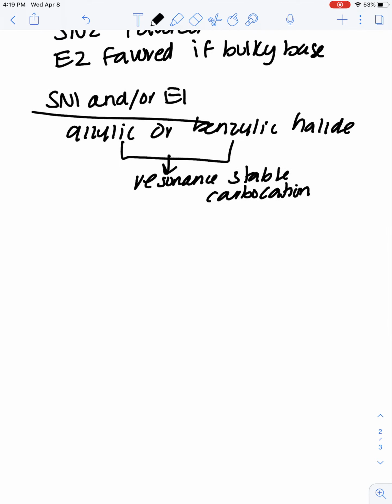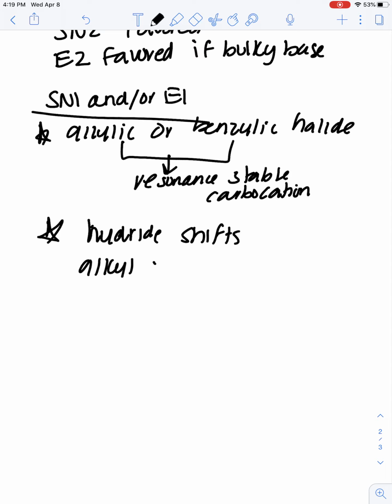Another reason that a primary halide will proceed via SN1 E1 would be if the substrate can rearrange. So remember, we have hydride shifts, we have alkyl shifts. Hydride shifts are shown like this. Alkyl shifts are the movement of an R group, like a methyl group, for example. So if the substrate can rearrange to a more stable carbocation, which is concurrent with the ionization, then the reaction will proceed via SN1 E1.